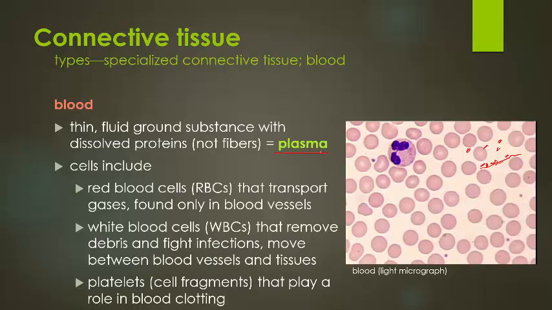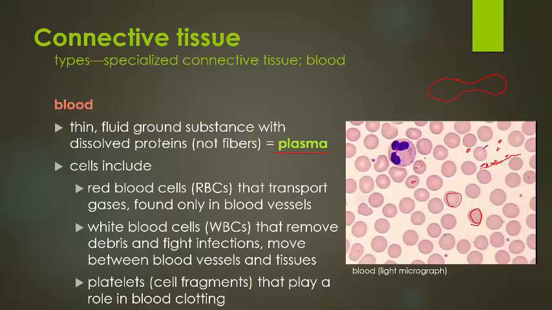And the cells that we find in blood plasma include the erythrocytes, the red blood cells. These are them. They have kind of a donut shape if you look at them in side view cross-section. So here's that thinner area in the center of each of the red blood cells. Their job is to transport gases, and they're only found inside the blood vessels.